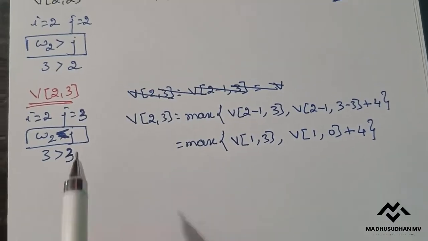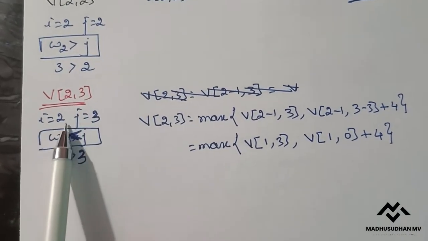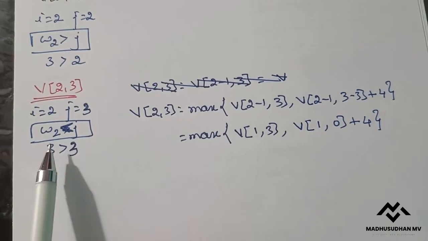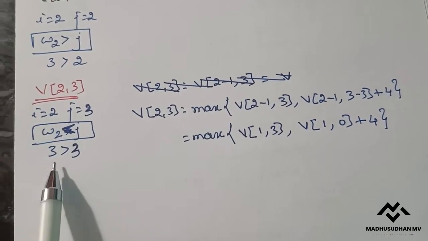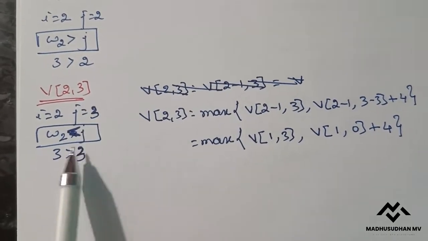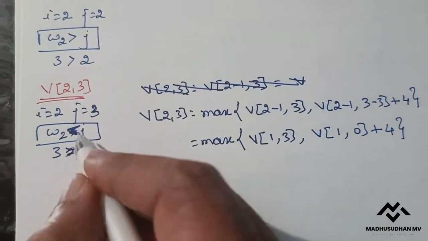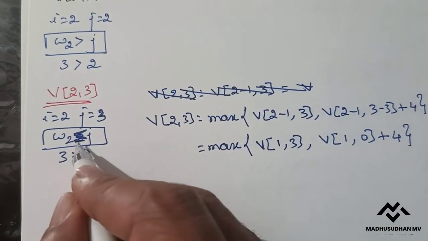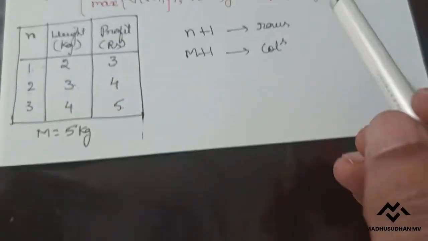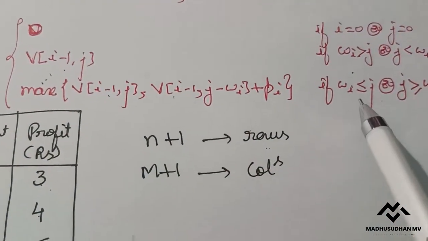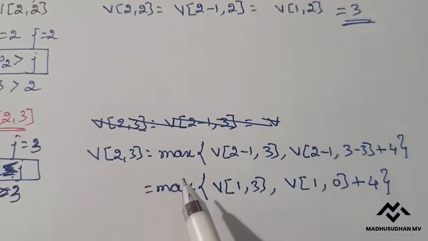Let us see V of 2 comma 3. I value is 2, J value is 3. So here the weight of the 2nd item is 3 kg, and the remaining capacity is also 3. They are equal, so that means the weight is less than or equal to J. So which formula do I have to use? I have to use the less than or equal to formula, so directly I use this one.